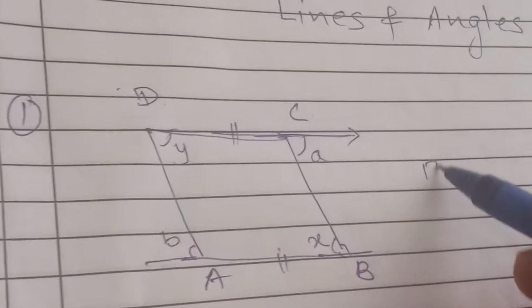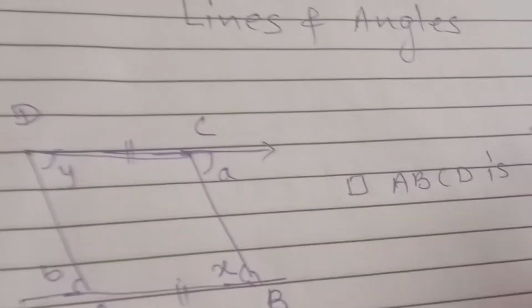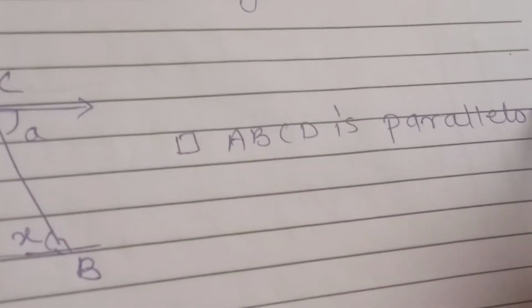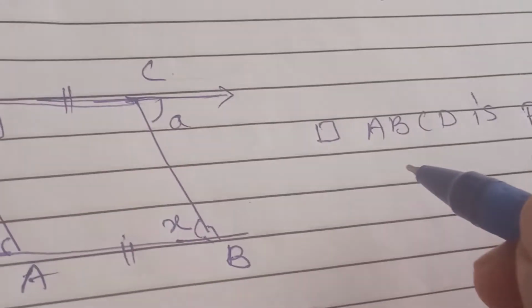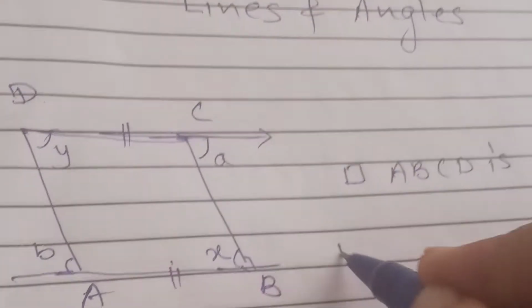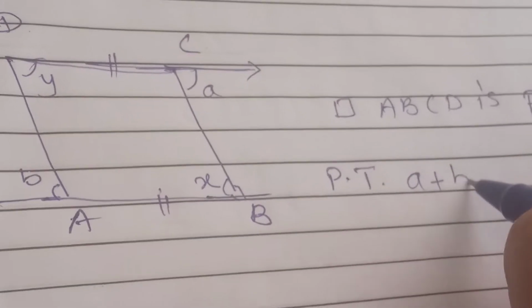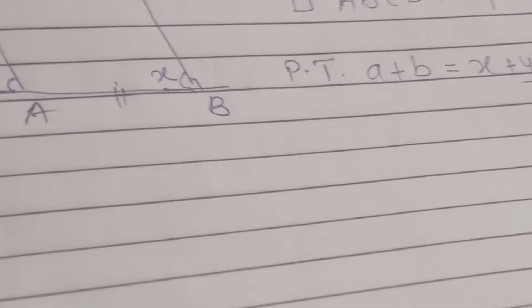See what we have given. Quadrilateral ABCD is a parallelogram. It is a parallelogram. And then we have to prove that a plus b is equal to x plus y. This we have to prove.